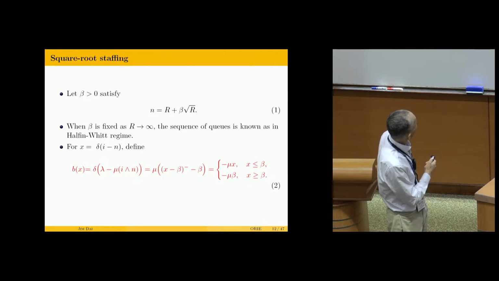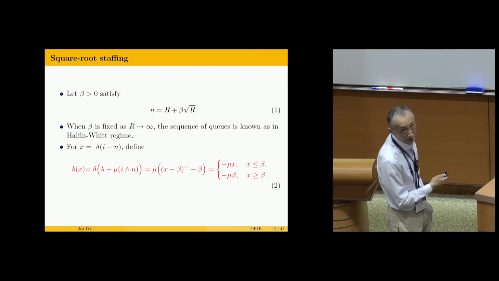Also, I can define another quantity, B. X with the integer state I, and I'm going to use a scaled version of X. They are related this way. And then B of x is partly linear and partly constant. That's B of x.